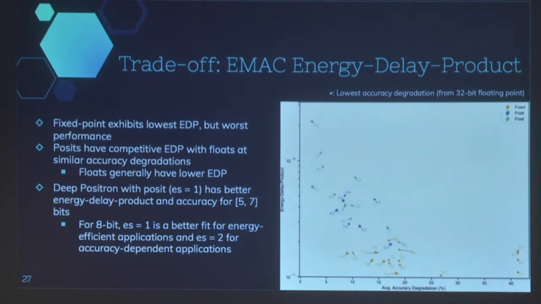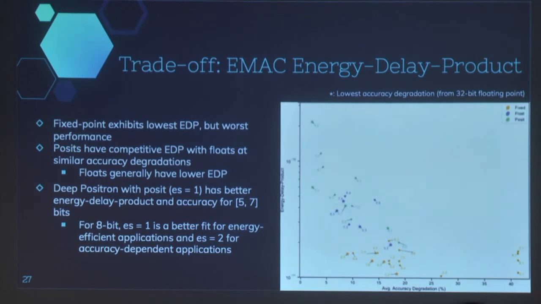And when we are looking at the energy delay product here, again on the x-axis is the accuracy degradation, on the y-axis is the energy delay product. Fixed points, as expected, exhibit the lowest EDP, but they show the worst performance, as we have seen earlier. Posits have better performance or accuracy compared to floats or fixed at this ultra-low precision. And posits... How many exponent bits are in your 8-bit float? So we have different ranges here, so you could see, I don't know, you can't even see here. We have 3, 4, so we have different variations of it, yeah.